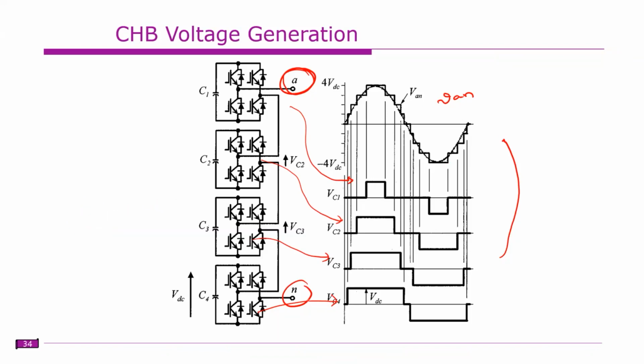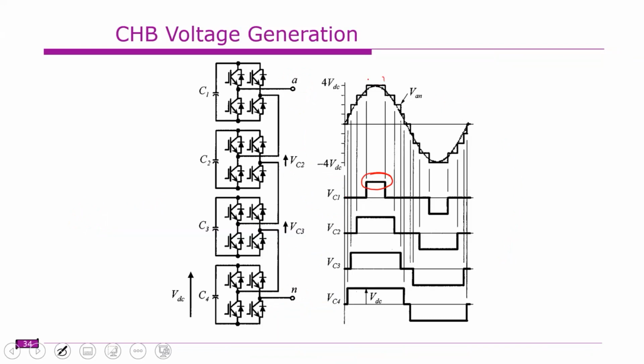Now, we have numerous things to note down here. If you are continuously operating like this, you notice that this one is operating for a brief period of time. Whenever you have peak voltage that is required, only then this is operating. So this is operating when you require a 3E voltage, this is operating when you require a 2E voltage, and this is operating when you require E voltage.